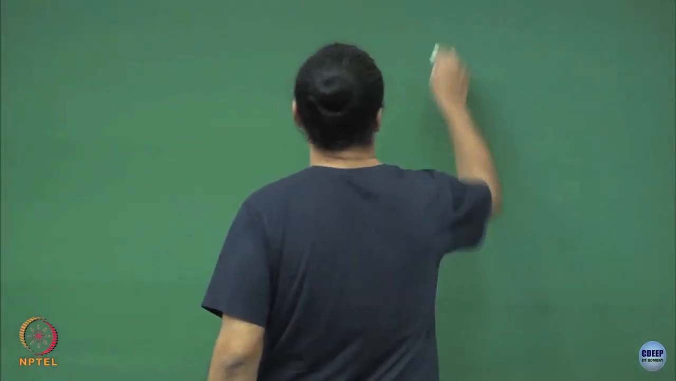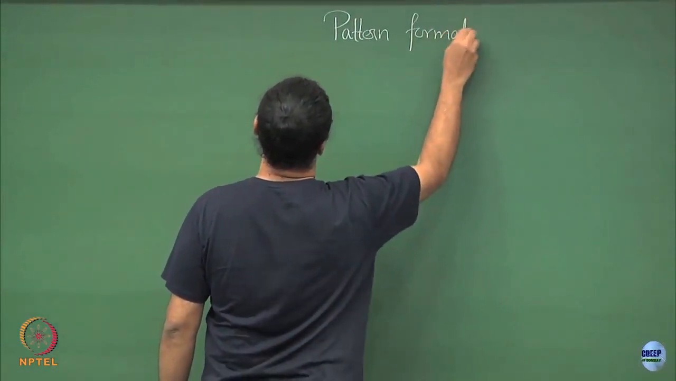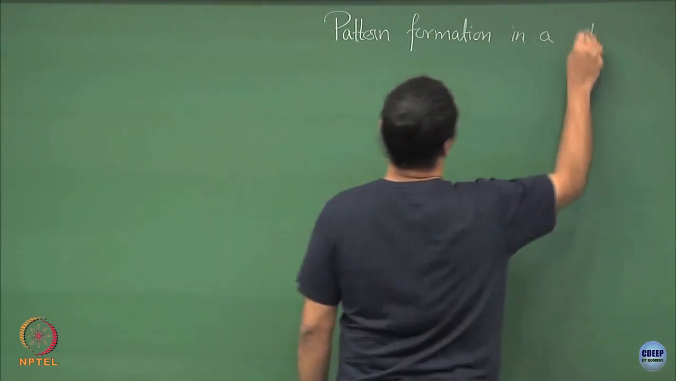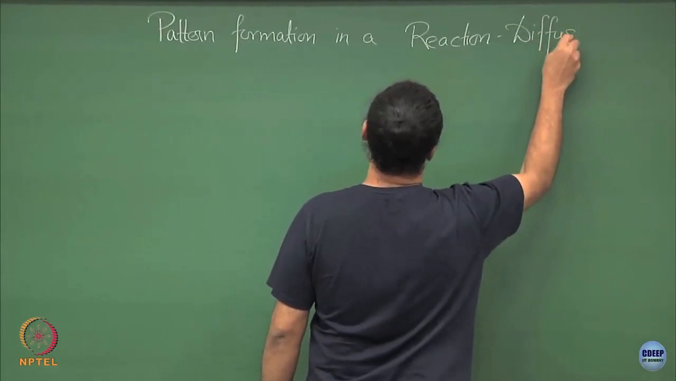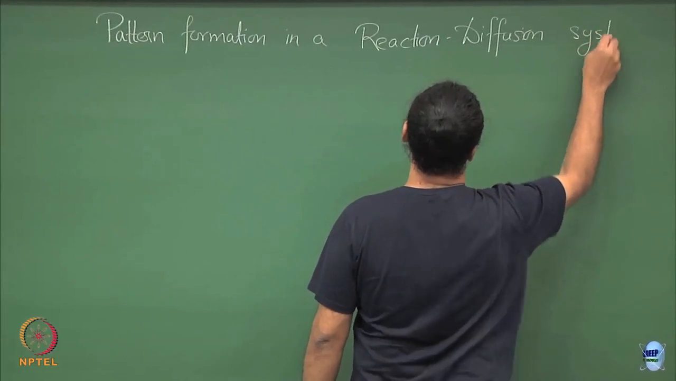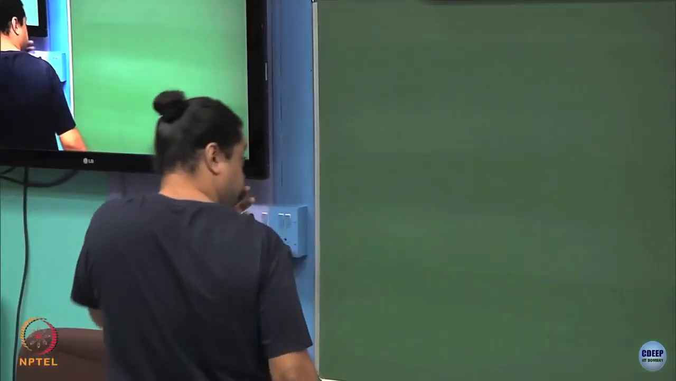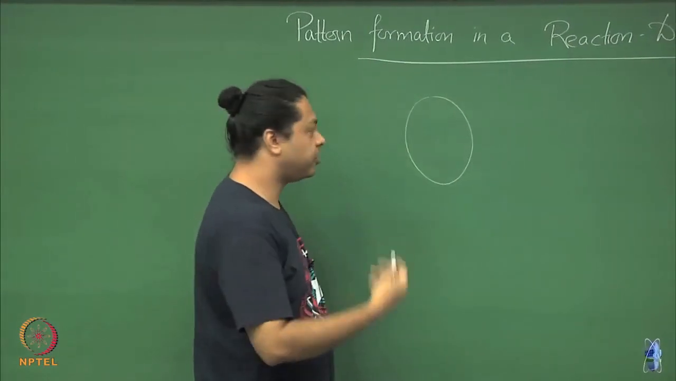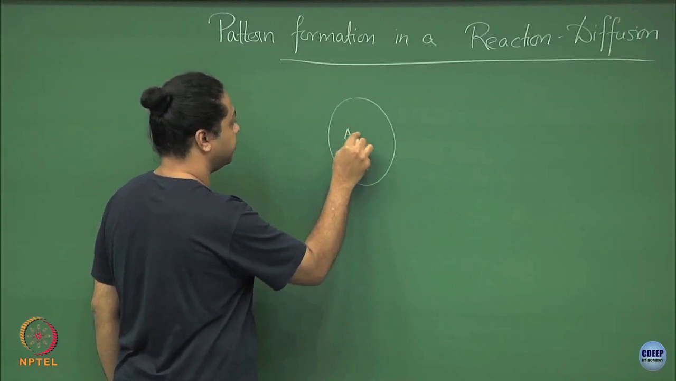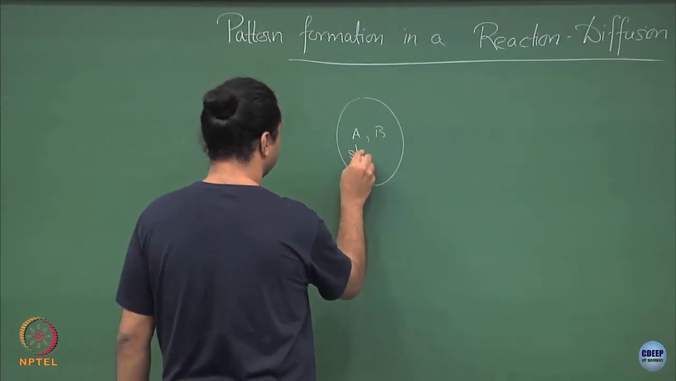What we will do today is work out the conditions for this pattern formation in a reaction diffusion system. Last class we saw examples of how you can generate patterns. The idea being that you have some cell where you are undergoing some sort of chemical reactions between multiple species. We saw an example with two species, let us say A and B, and the chemical reactions themselves can lead to some sort of a steady state.